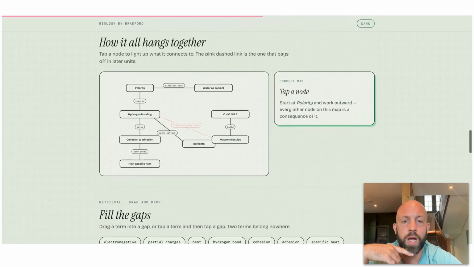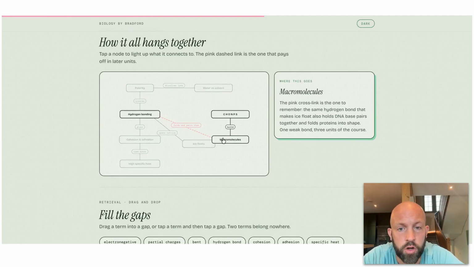But when we think about how it fits together, well, macromolecules also have hydrogen bonds. When we come to look at DNA, you'll see that, and if I click on a macromolecule, it tells us this pink line here that I've put in. That's because in macromolecules like DNA, the two strands are held together by hydrogen bonding. We have also hydrogen bonding in how proteins fold up.